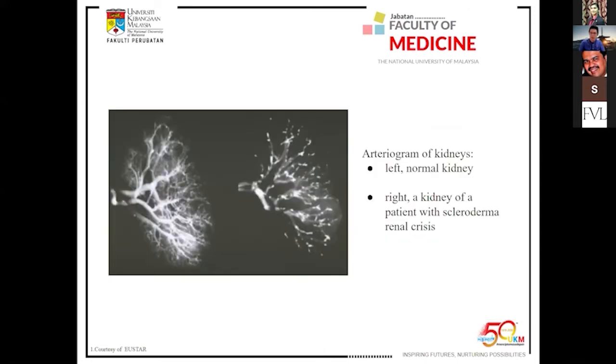So this is an arteriogram. You compare a normal patient with someone with SRC. If you look at the left side, the vasculature is well perfused. There's no filling defect. But if you look at the right side, it's very nicely illustrated here. The renal vasculature is very reduced, and there are multiple filling defects, as you can see if you compare to the left side. So this is exactly what happens in a patient with SRC.